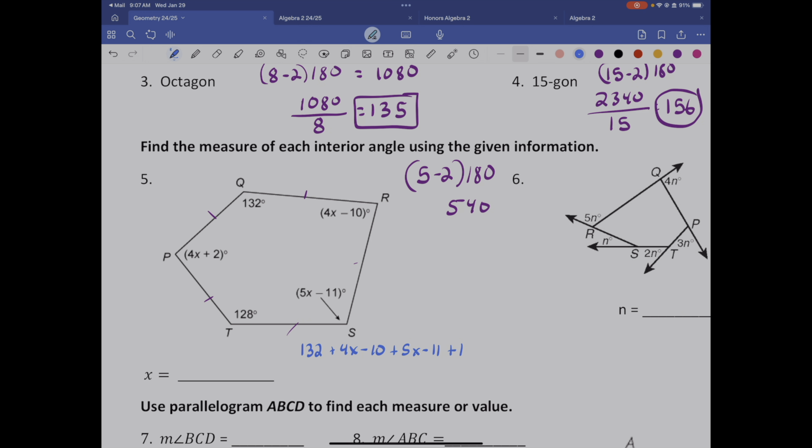And the last question asks us to find the value of x. X is right there. So that's one side. We know the opposite side is 56. Opposite sides of a parallelogram are congruent. So 2x equals 56. 56 divided by 2 gives us x is equal to 28. And those are our solutions.